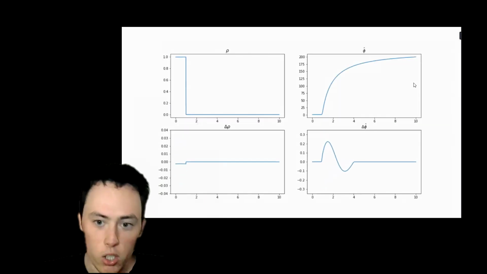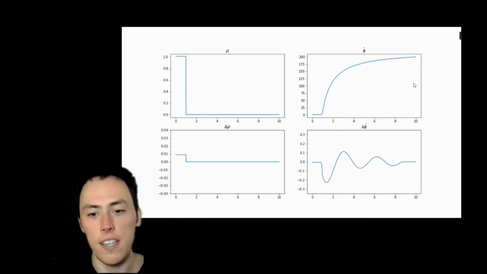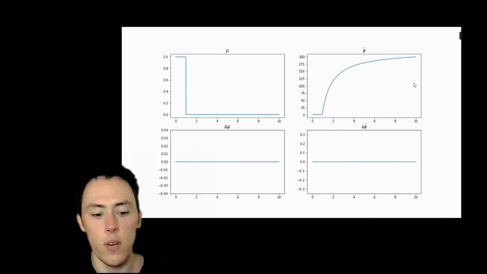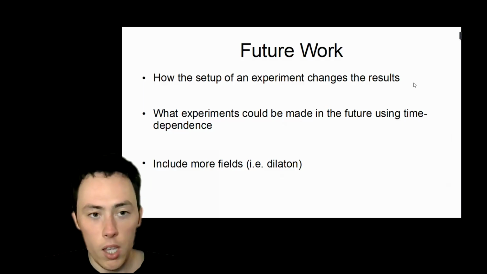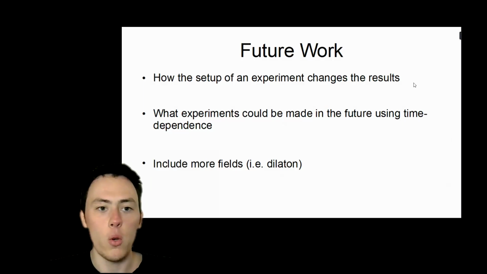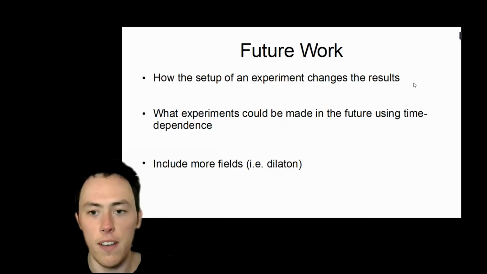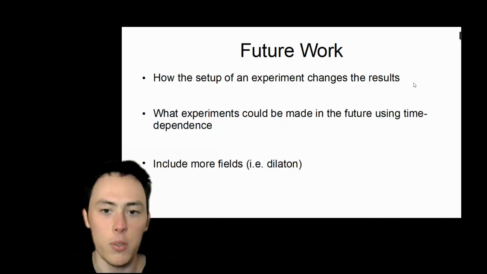We're now starting to look at systems where we're evolving the density as well. So here we have a sphere that has a varying density, and we're able to simulate the scalar radiation coming off of it. Nearly out of time. So for future work, we're looking at experiments where we can take advantage of time evolution. We're also looking at different scalar field models, like, for example, the dilaton.